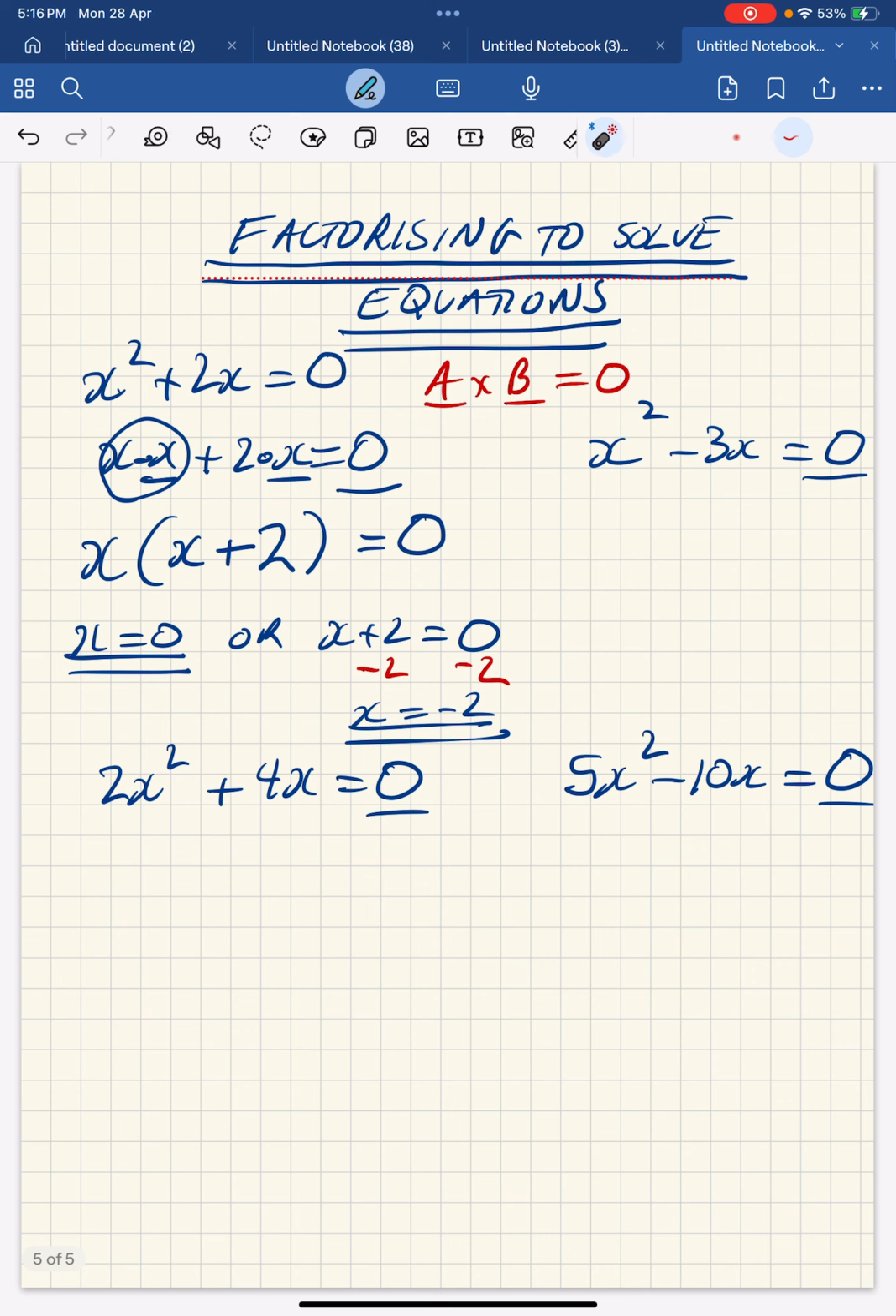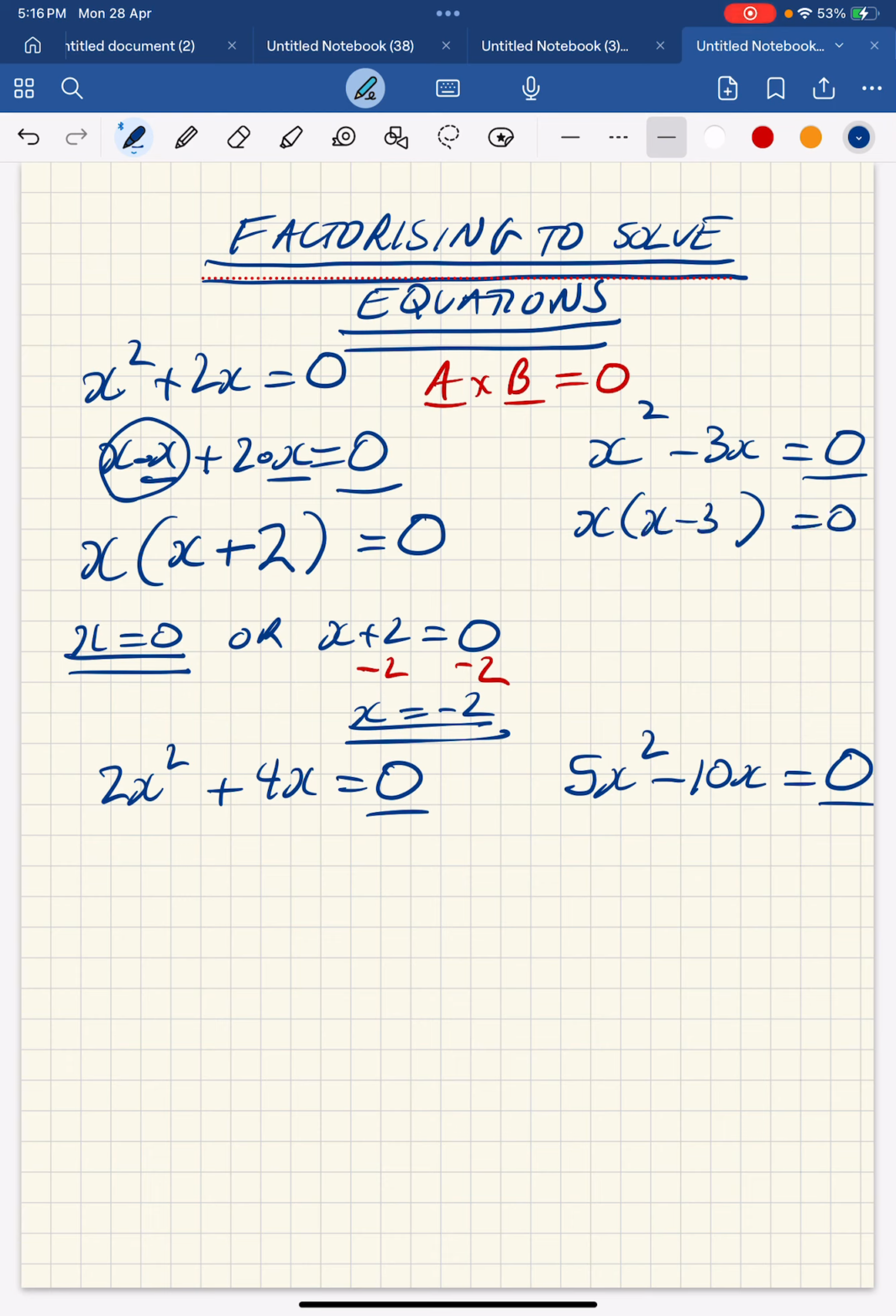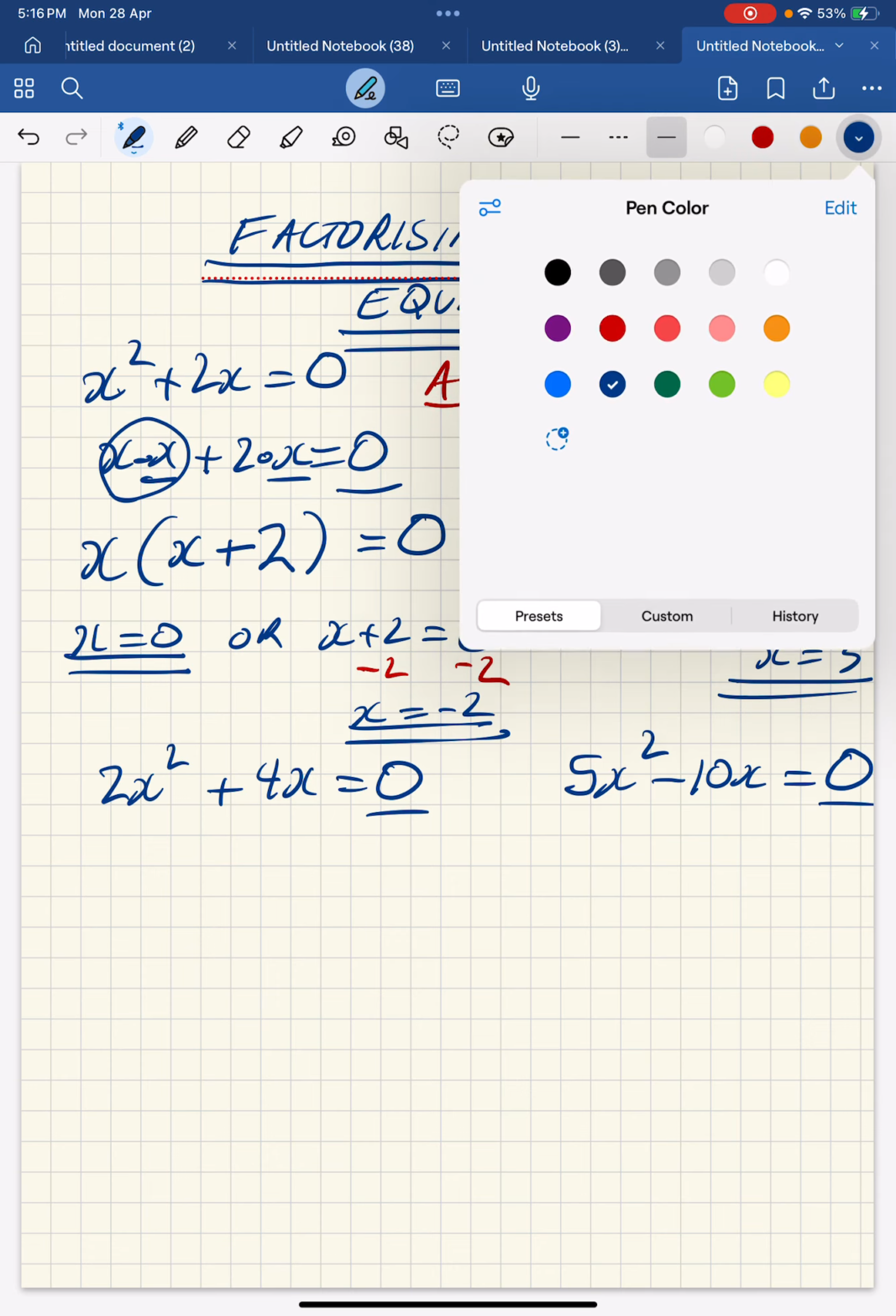Now let's just do the other ones. I'm going to go straight to taking x out as a common factor, x minus 3. So either x equals 0 or x minus 3 equals 0. There's a solution. Balancing, plus 3 plus 3. You don't need this extra bit, but I just like to put it in. Beautiful.